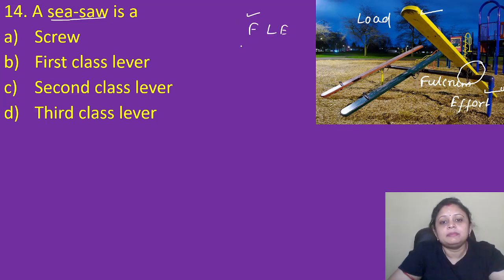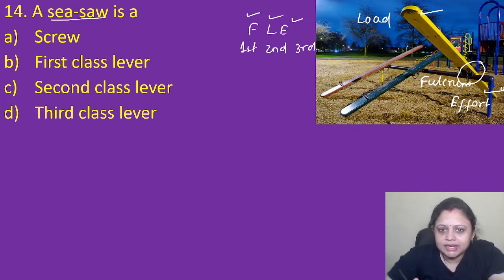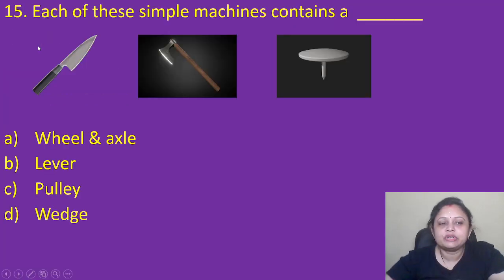I have told you, you can remember FLE: fulcrum, load, effort. If fulcrum is in the middle, it is first class lever. If load is in the middle, it is second class lever. If effort is in the middle, then it is the third class lever. So here that fulcrum is in the middle, right? So what type of lever will it be? It will be the first class lever. Got it? Coming to the last question of today's session.